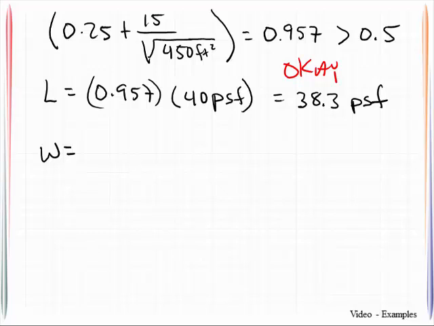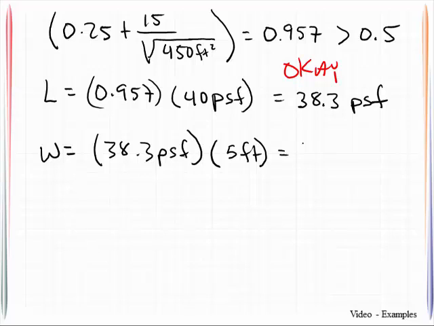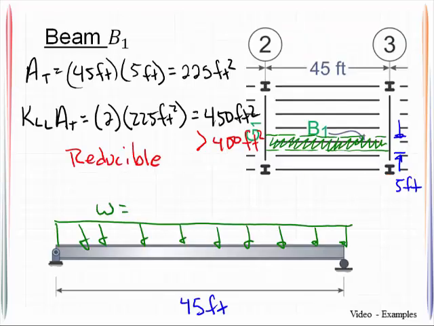So w for the beam is 38.3 pounds per square foot multiplied by the tributary width to that beam, which is 5 feet, and that will give us 191.5 pounds per linear foot. What we can do is come back here and go ahead and label that 191.5 pounds per linear foot.